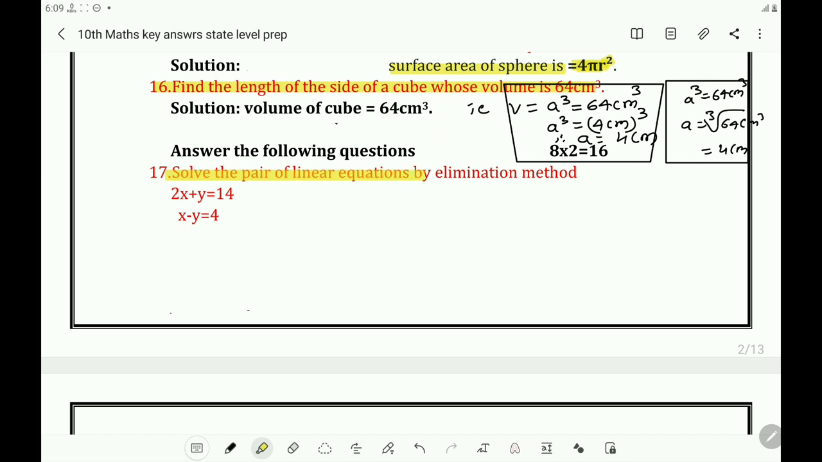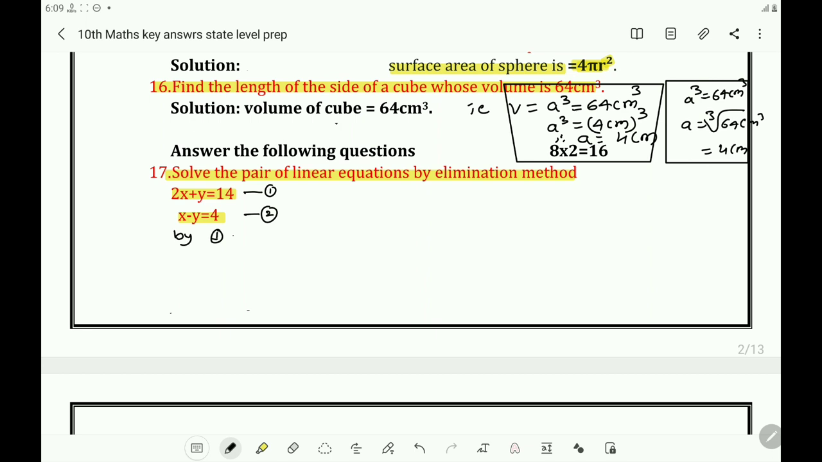solve the pair of linear equations by elimination method. Here the equations are 2x plus y equals 14 and x minus y equals 4. As we have to solve this by the elimination method, we have to eliminate any one of the variables. Here you check the variable which has the same coefficient. Here you can observe this y. y is having the coefficient plus 1 and minus 1. So as they are having the same coefficient with a different sign, you can add these two equations to cancel the variable y.